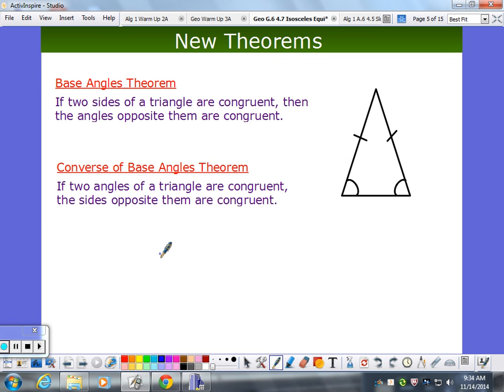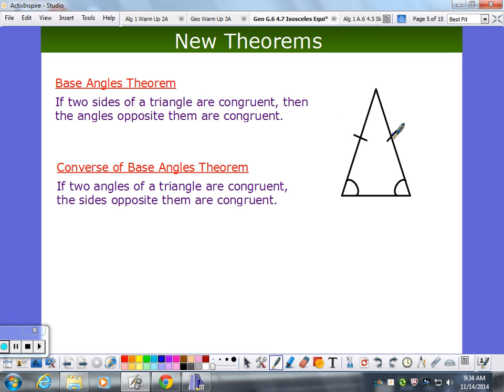Okay, awesome. So from these, we're going to build these theorems. The base angles theorem, which says if two sides of a triangle are congruent, then the angles opposite them are congruent. And we have a converse to that, which says if you have two angles of a triangle congruent, then the opposite sides must be congruent.